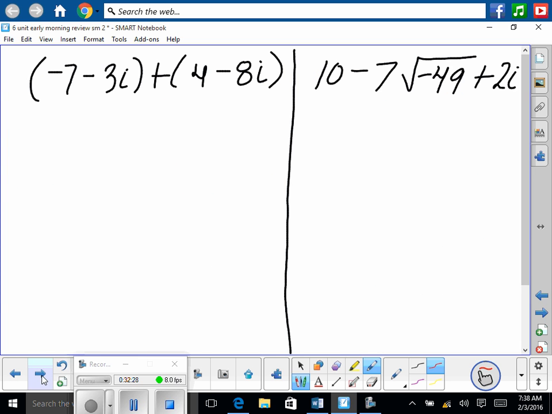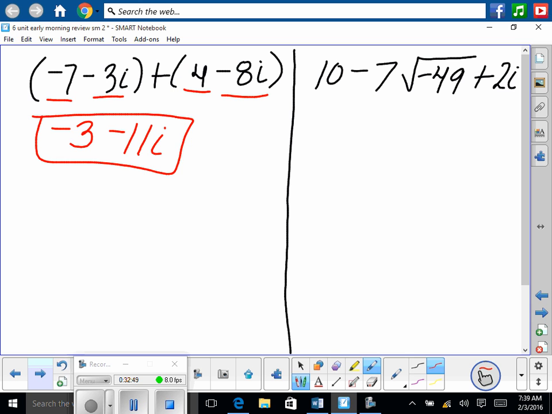Okay, and then with this one, are we multiplying? No, don't multiply. That would be really bad. We're just combining the terms. It's addition. Negative 7 plus 4. Negative 3i plus negative 8i. Negative 11i. Questions on that? Negative 3 plus negative 8 is negative 11.